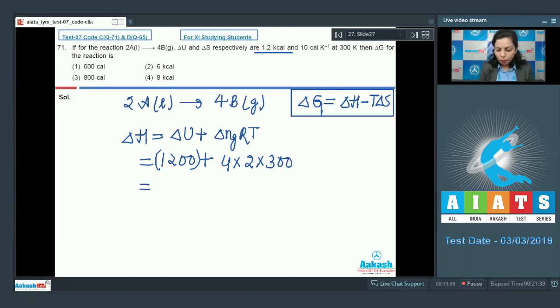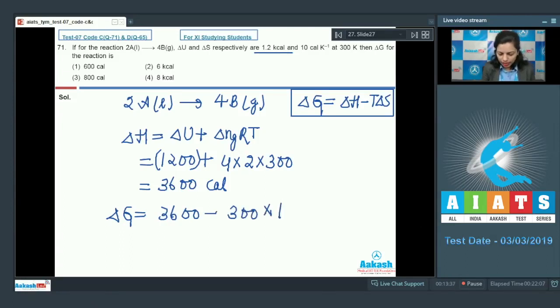It would be equal to 1200 plus 4 2s are 8, 3s are 24, it becomes 3600 calorie. We have the delta H value now, so we can find out delta G also. Delta G is equal to 3600 minus T into delta S, that is 10. So it becomes 3000. 3600 minus 3000 is 600 calorie. And where is the 600 given? 600 is given here in option 1. So the answer for this question becomes option 1.